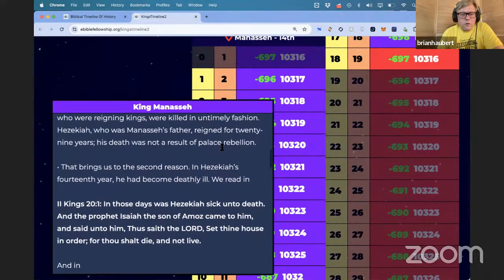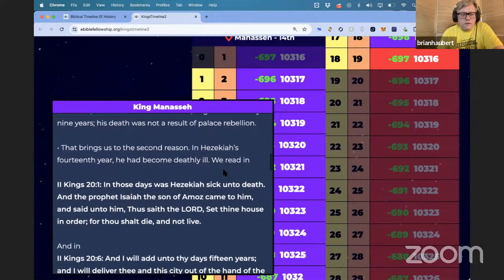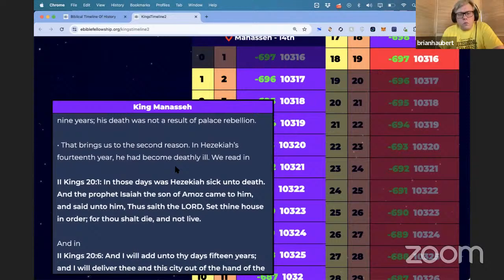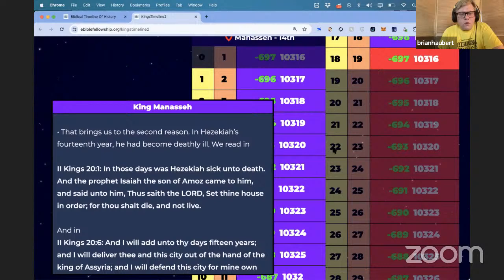In Hezekiah's 14th year, he became deathly ill. And we read in 2 Kings chapter 20, verse 1: In those days Hezekiah was sick unto death, and the prophet Isaiah, the son of Amoz, came to him and said unto him, Thus saith Jehovah, set thine house in order, for thou shalt die and not live.